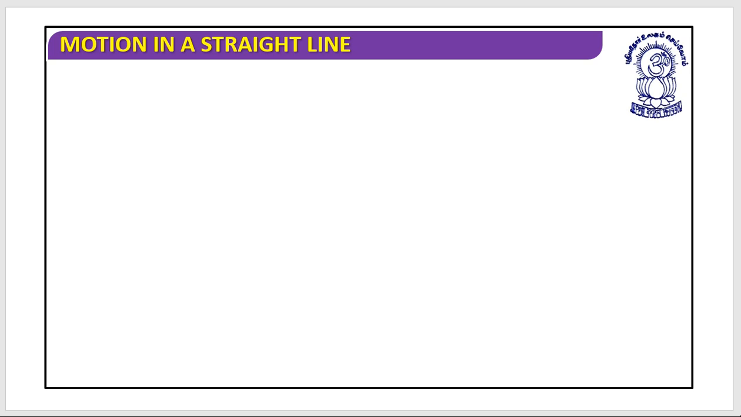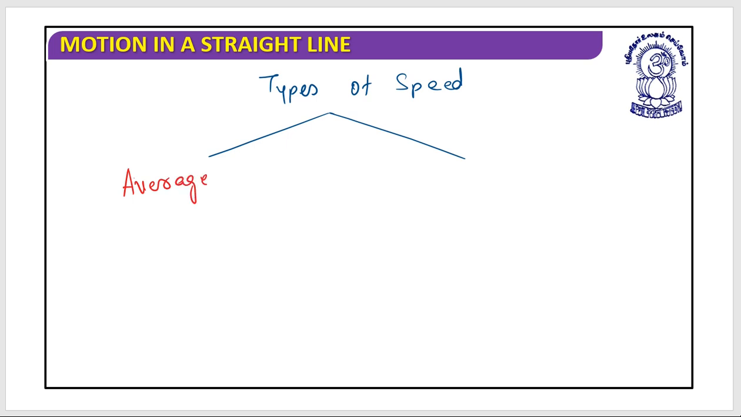Basically, we are interested in two kinds of categories. So I can write like this: different types of speed. On a very primary note, I can divide this into two terms. One is the average speed and another is the instantaneous speed.